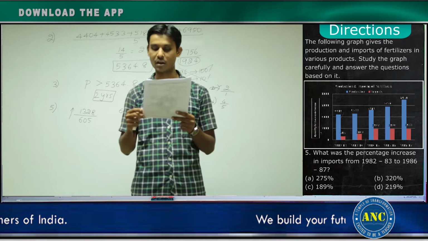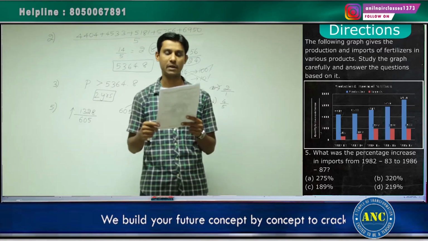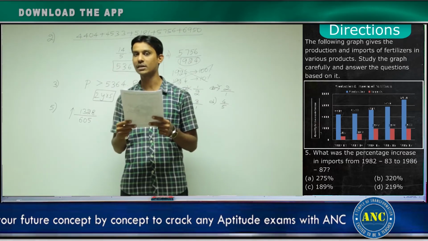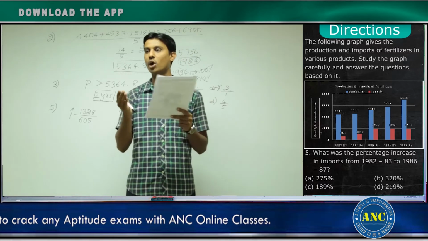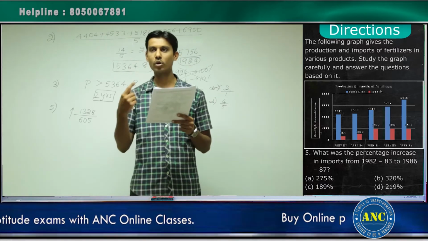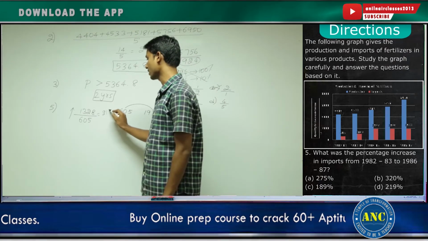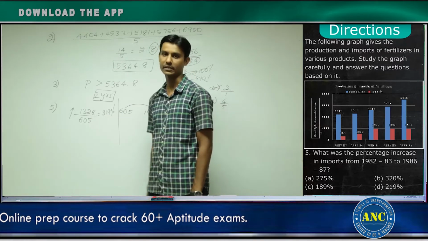Check with the answer options. First option is 275%. It is too much more than 200%. Second option is 320%. It is exceeding 200% by a greater margin. Third option is 189%. It is not greater than 200%. The only option left is the fourth option, that is nothing but 219%. The answer for this particular question is 219%.